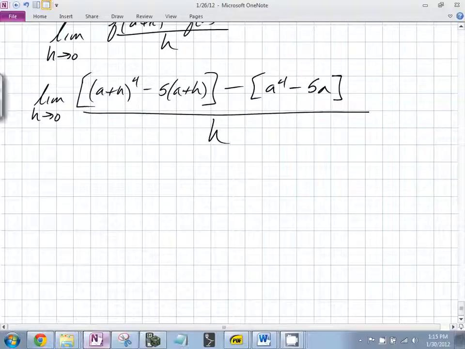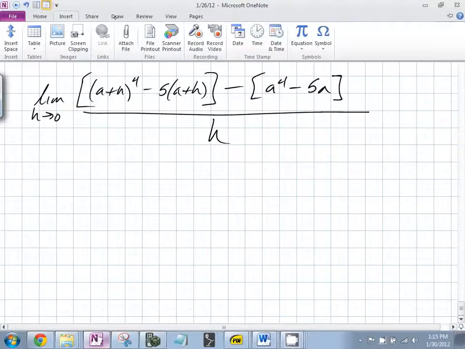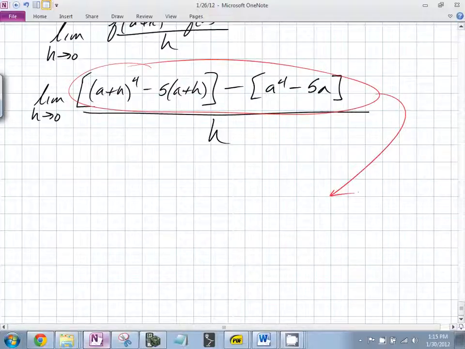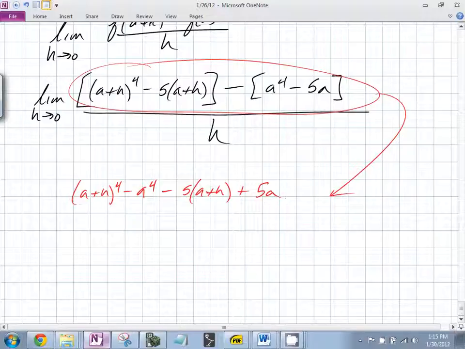I'm just going to regroup the numerator. And right now, everybody, I'm just going to look at the numerator. I'm not going to keep on drawing over h. I'm going to rewrite it as this: (a plus h) to the 4th minus a to the 4th plus 5 times (a plus h) minus... I'm just reordering it. Is that okay? Do you see why it's plus 5a and not minus 5a? Distribute the negative. Are you okay with that?